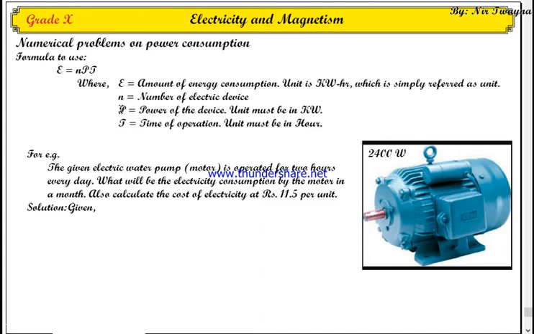Don't think of JPT. It is NPT. JPT means Japayate. NPT means number of electronic appliances. N equals number of electronic appliances or electronic devices, P equals power of the device, and T equals time of operation. This much you'll remember. Now let's take an example.